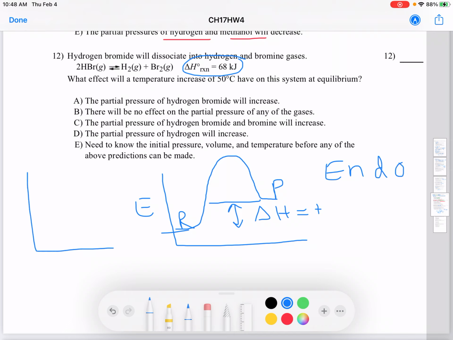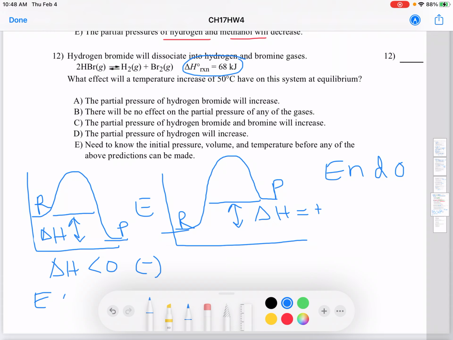And for an exothermic reaction, you start your reactants a little bit higher. Your reactants are higher in energy and then your products are lower in energy. So your delta H is calculated from the energy difference here. So the energy of the products is lower compared to the energy of the reactants, so your delta H is going to be less than 0, meaning it's negative. That is an exothermic reaction.